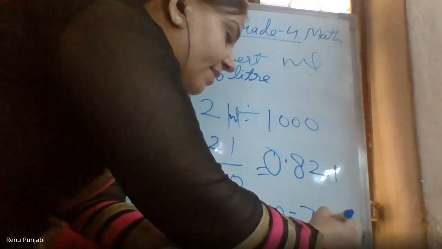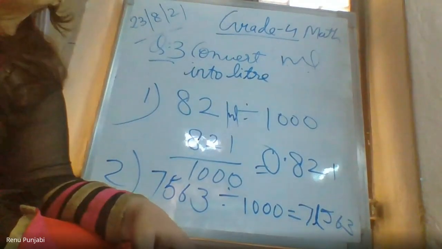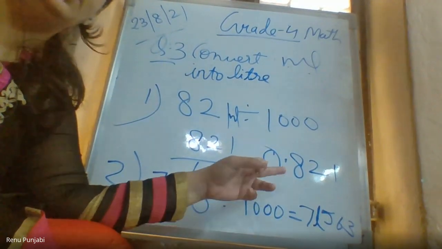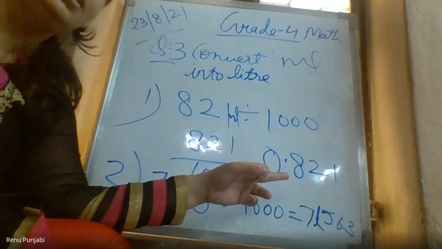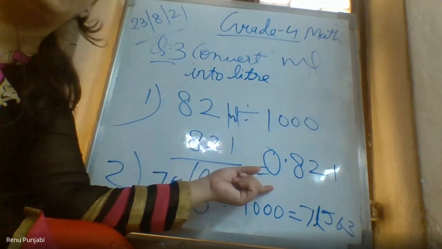Ma'am, 82 is the ml. In the first example, nothing is in the liters, only 823 in the milliliters. But ma'am, I can't. When you are converting, you need to write it in this way.